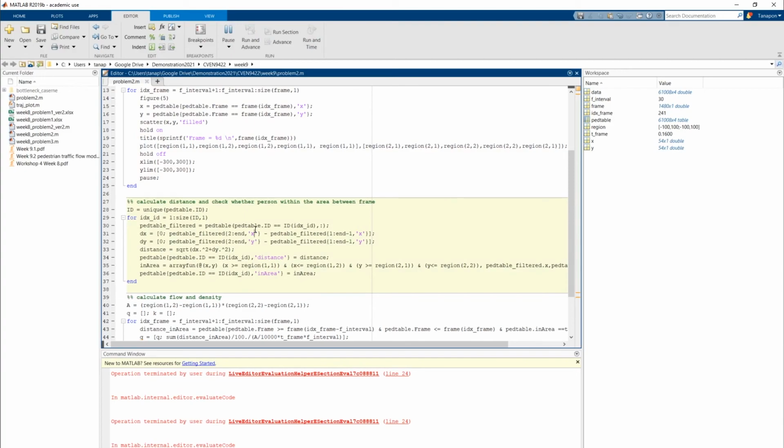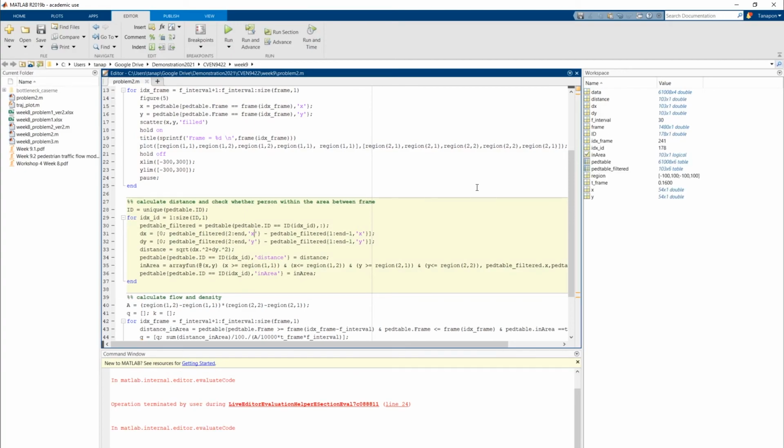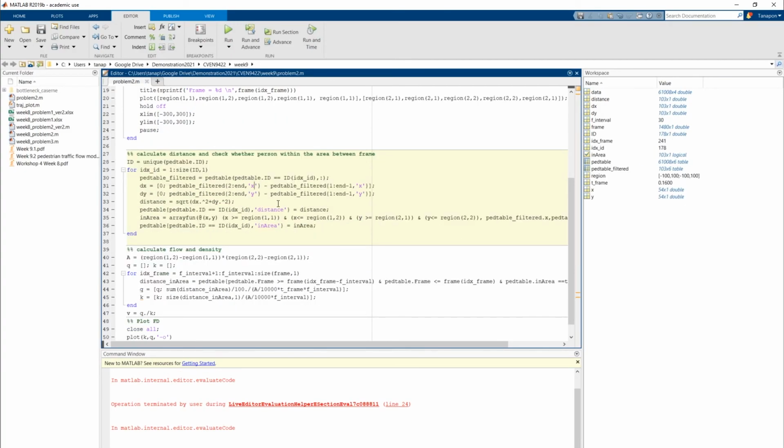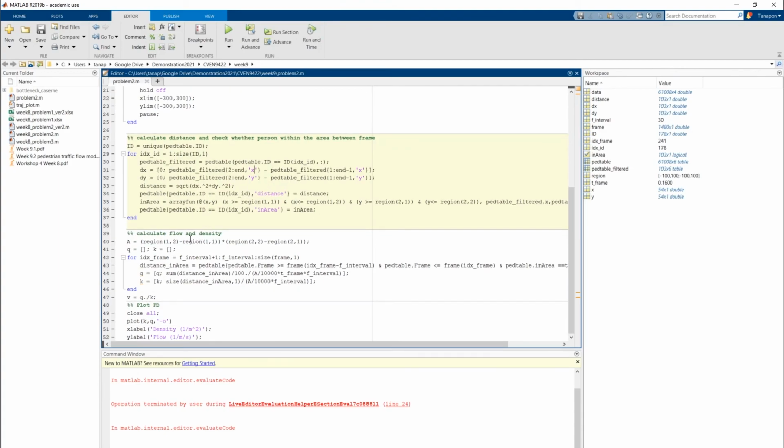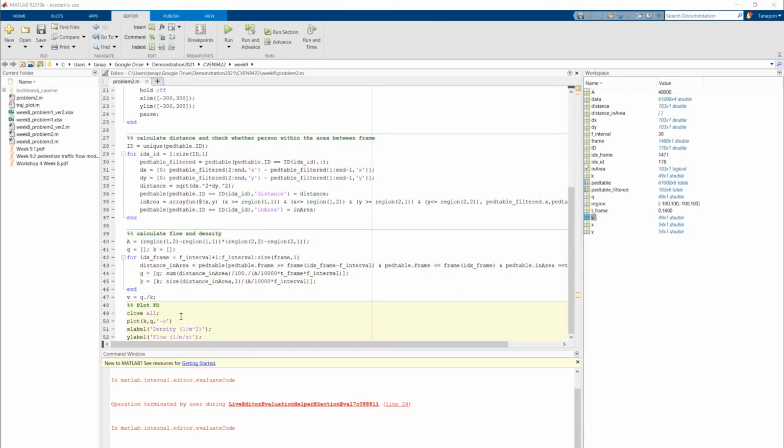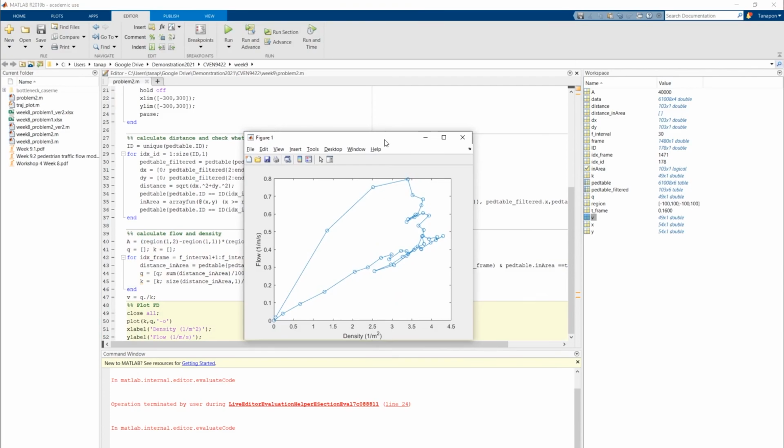Okay, if you come to this cell, we can do the same thing. This one calculates the distance for each ID and checks if it is in the area. Then we can calculate Q and K. And then we can plot the fundamental diagram. So that's what it looks like.